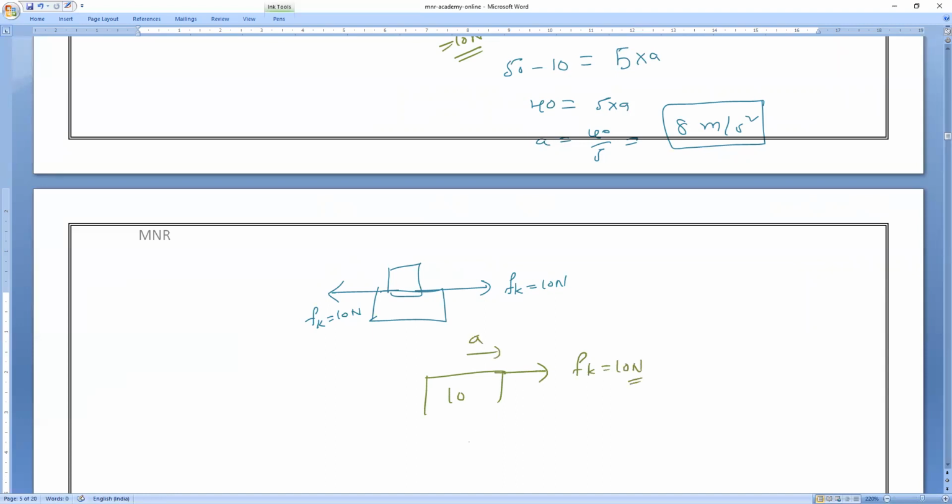Then tell me what is that? Acceleration is also in the forward direction. So let me take this as A dash. So A dash is equal to what? F divided by M, which is 10 divided by 10. What is the acceleration of the 10 kg body? 1 meter per second square. I hope you all understand. Everybody clear? Yes, sir.